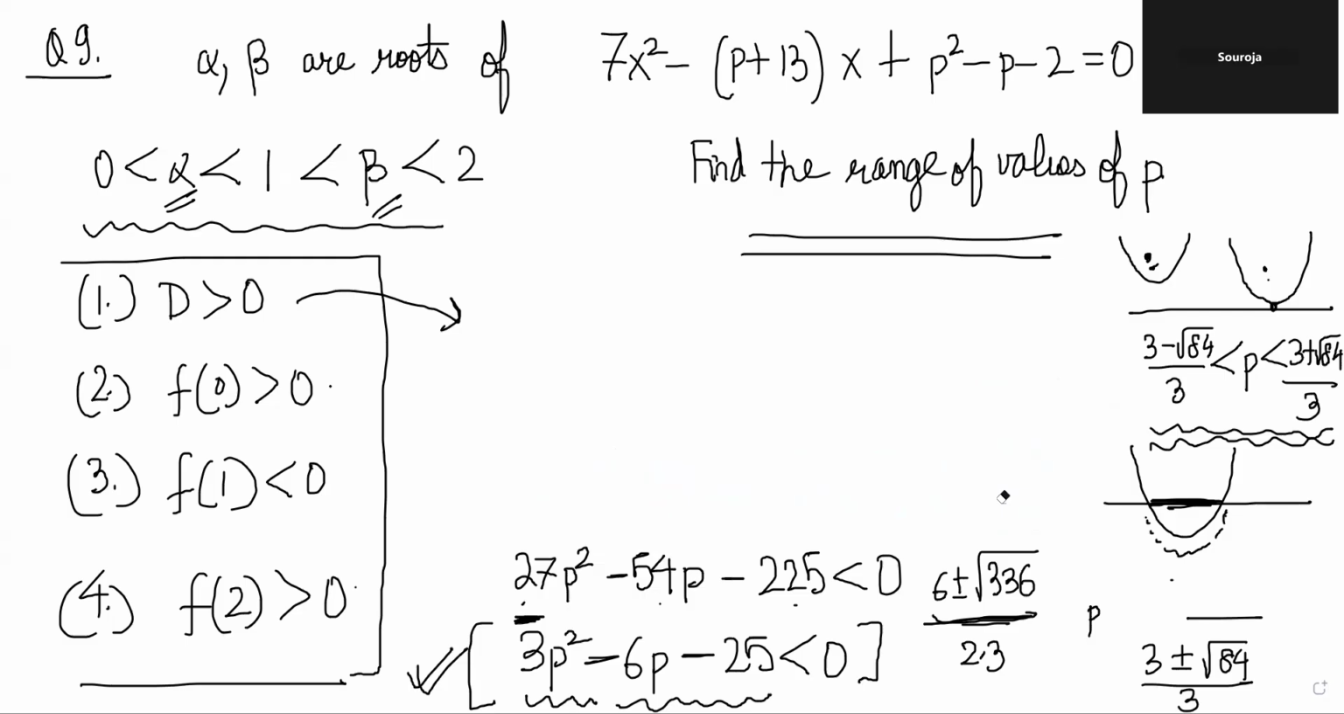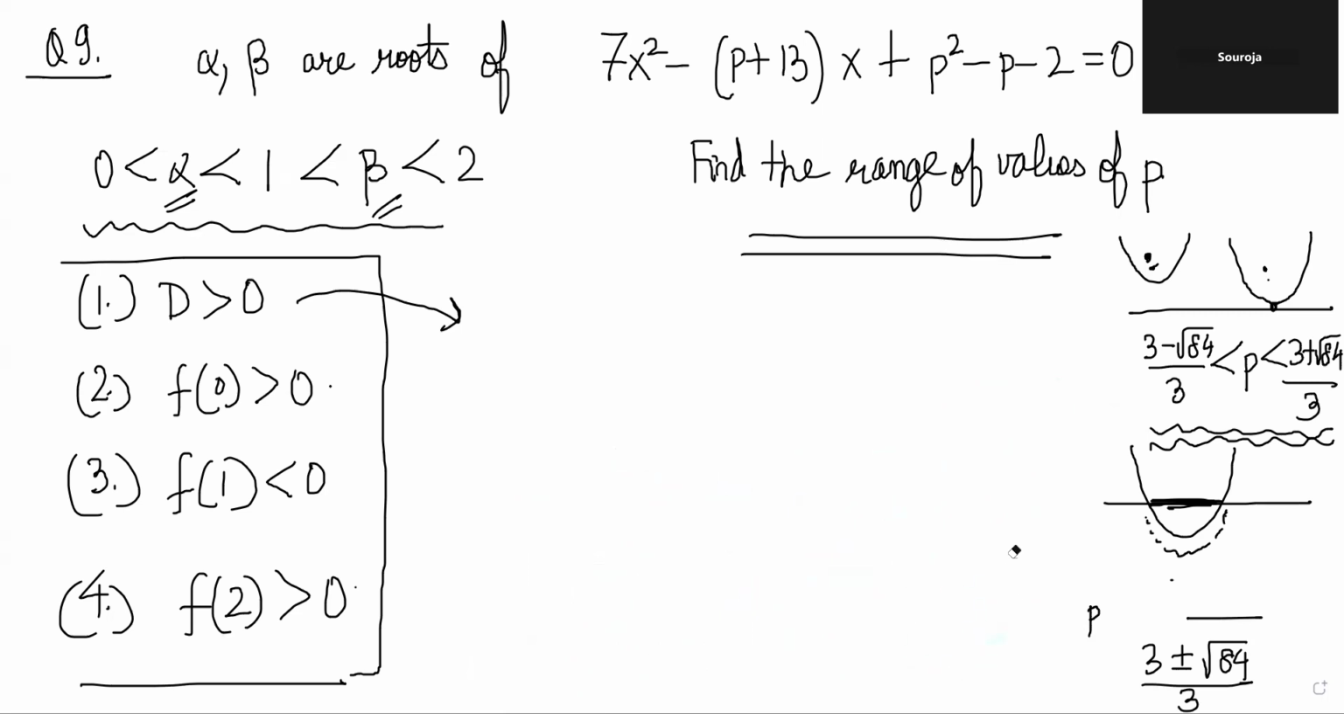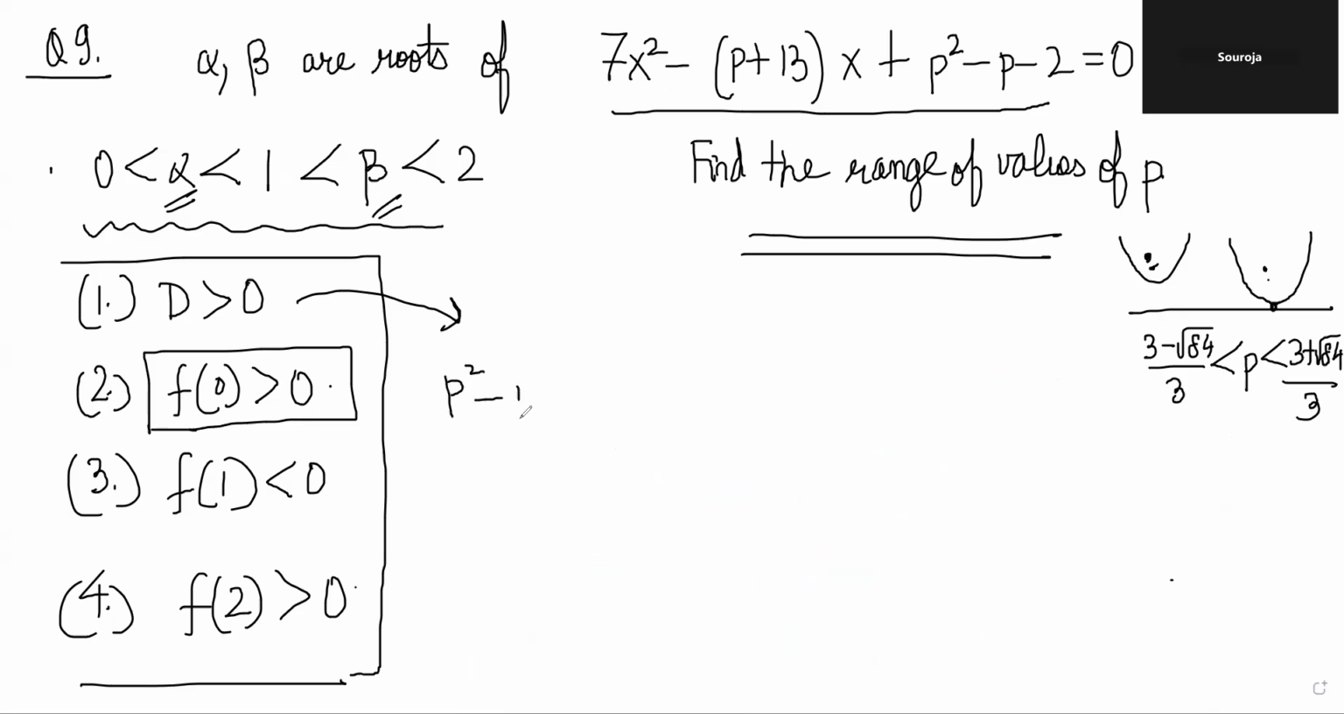Okay, so now we'll look at the other conditions. We will keep our answer here. The answer here is that P lies between the two roots, and we have found it here. And we'll do the other conditions also. So f of 0 is greater than 0. So in this, put f of 0. So you're getting 0 here, 0 here. So you should have P square minus P minus 2 is greater than 0, right?